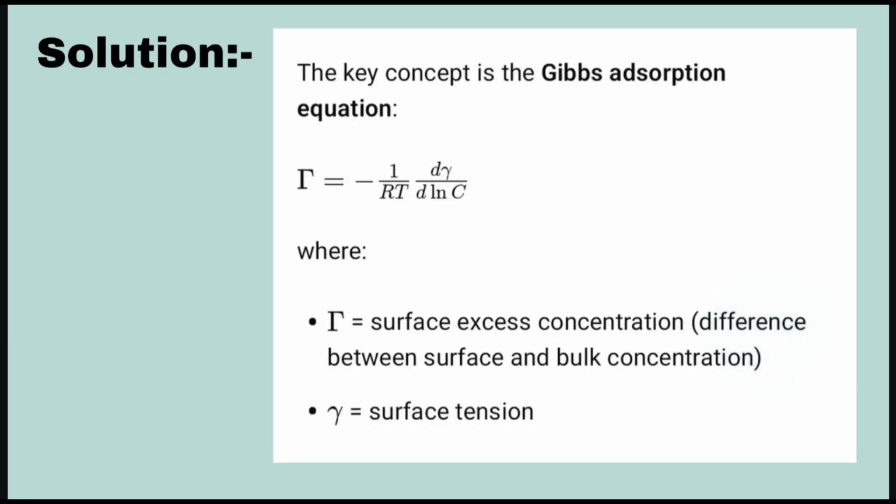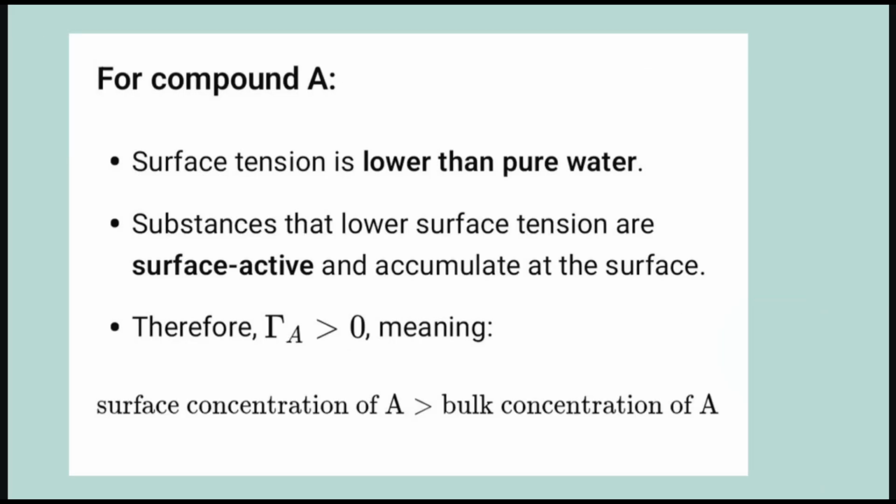The key concept is the Gibbs adsorption equation. Here the equation is gamma equals minus 1 by RT into d lambda divided by d ln c, where gamma is the surface excess concentration, that means the difference between surface and bulk concentration, and lambda is surface tension.